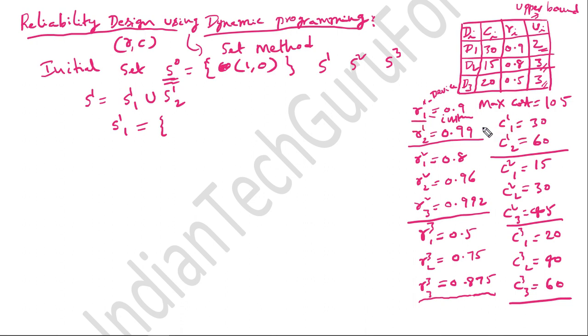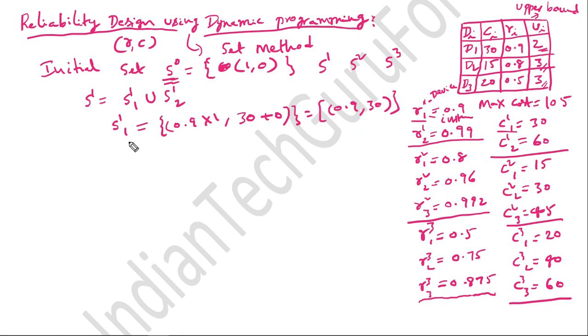So we know the values of R power 1 suffix 1 and C power 1 suffix 1. Now we need to multiply the reliability with the reliability of set S power 0, and add the cost of this particular single instance to the cost of S power 0. So that is 0.9 into 1 comma cost is 30, 30 plus 0, that is equal to 0.9 comma 30. So this is the ordered pair we'll get for S power 1 suffix 1.